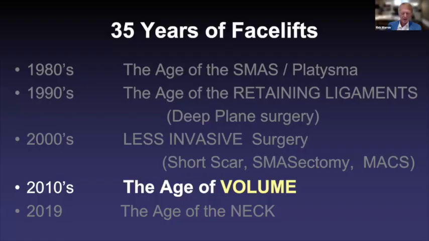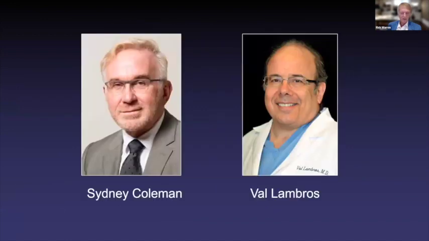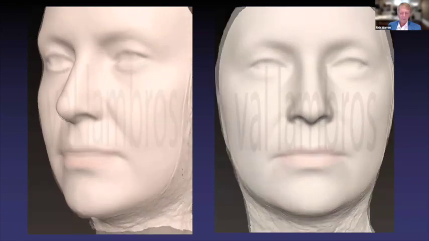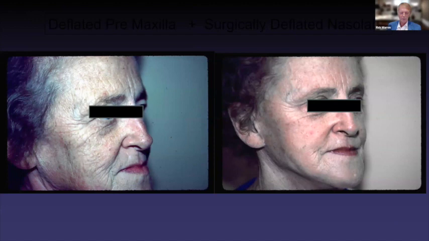So that brings me back to that first slide I showed, which is in 2010, as the age of volume came along, we finally understood which part of the face is losing volume and how we could correct that by adding volume. And I attribute this knowledge to two individuals, actually, Sid Coleman and our discussant tonight, Val Lambros, who really saw things that the rest of us just didn't see. And I wish I'd been the one who saw it, but I never did. But Sid and Val did. So I'm really looking forward to seeing what Val has to say about this topic and about how he would treat this woman with this recessed maxilla, loss of volume, but a nasolabial fold.